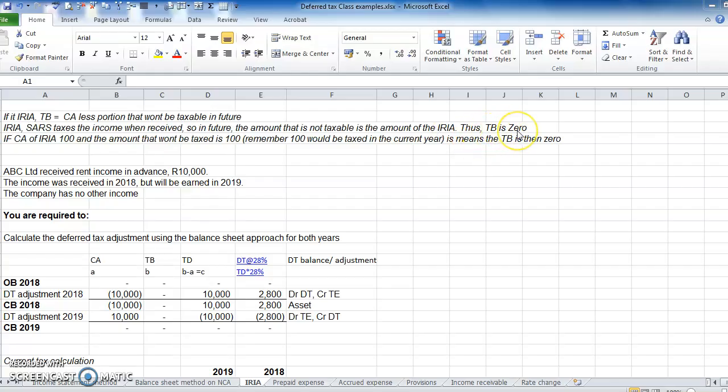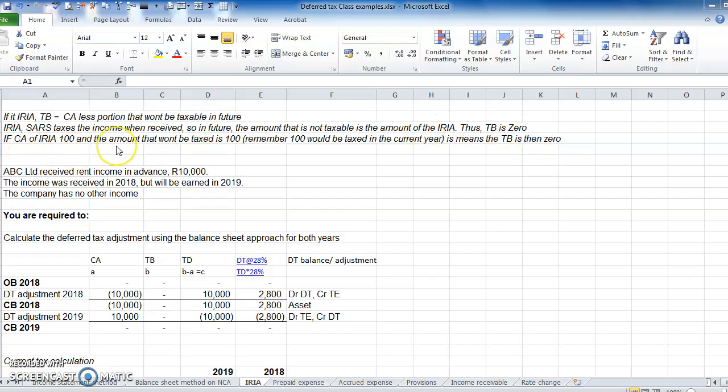Thus, the tax base is 0. Why is the tax base 0? Because the tax base is calculated by saying the carrying amount. So let's say, for instance, we received 100 Rand, right? So our carrying amount of our income received in advance is 100, right, less the portion that won't be taxable in future. Remember, the 100 Rand, from a tax perspective, is taxed in the current year that we receive it. So in future, it won't be taxed again, right? So what won't be taxed in the future? The 100 Rand. So our carrying amount, which is 100, minus what won't be taxed in future, which is 100, is 0. So our tax base is 0.